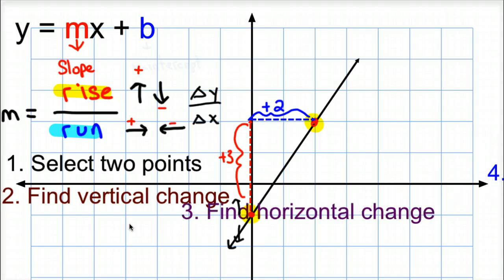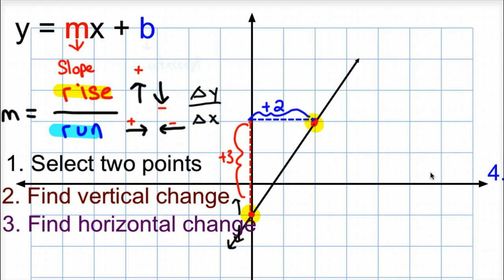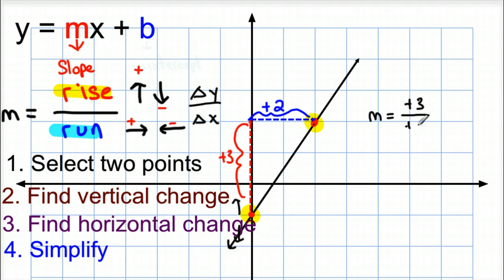Now, that was the horizontal change. So that was our third step. Now let's simplify this. Let's say m equals our rise, which we said was positive 3, over my run, which we said was moving to the right, so positive 2. So positive 3 over positive 2 is simply 3 over 2. In this case, you do not need the positive sign since they're both positive. Let's get rid of that. So our slope here is 3/2.